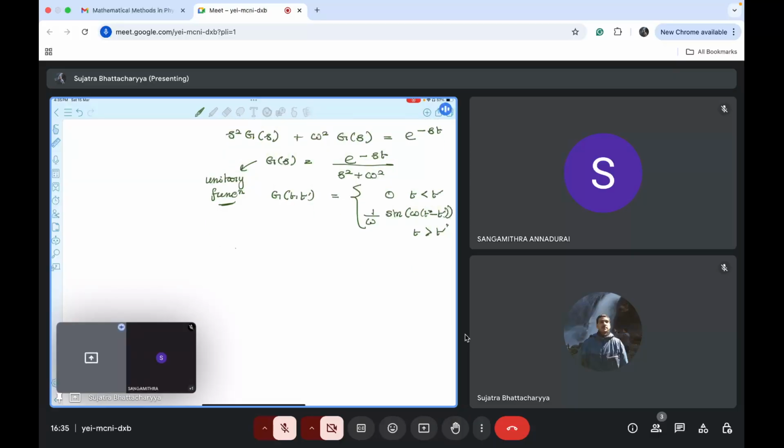And finally, your x of t is the integral from 0 to t of 1 by omega sine of omega into t minus t dash, f of t dash dt dash. Okay, so this will be the final answer.